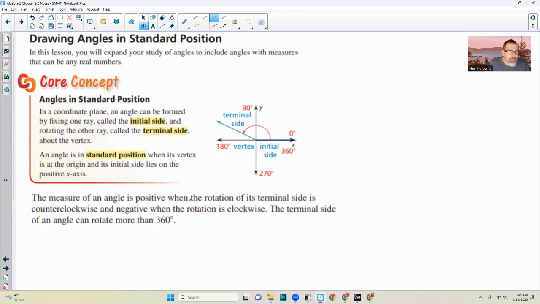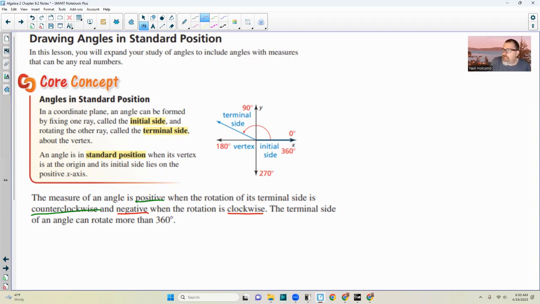The measure of an angle is positive when the rotation of its terminal side is counterclockwise and negative when the rotation is clockwise. Okay, so when you open it like this, counterclockwise is positive. Negative when clockwise. The terminal side of an angle can rotate more than 360 degrees. So just like a clock, we can just go around over and over and over, and you increase by multiples of 360 for each full rotation.